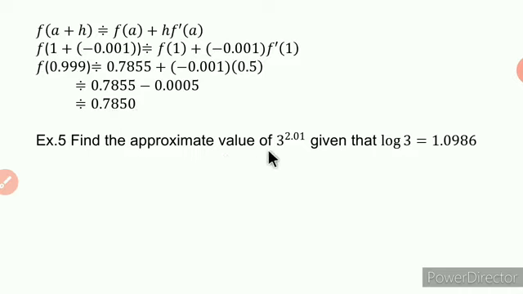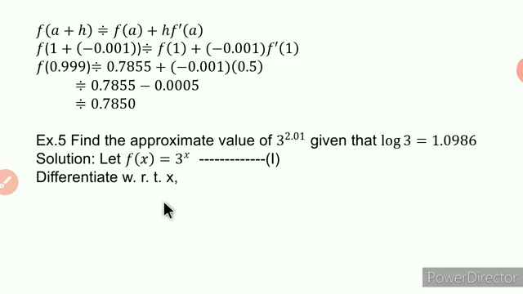Now see example 5. Find the approximate value of 3 raised to 2.01, given that log 3 is equal to 1.0986. Now solution, let f of x be equal to 3 raised to x. Call it relation number 1. So differentiate with respect to x. We get f dash of x is 3 raised to x into log a. Here a is 3, because the derivative of a raised to x is a raised to x into log a. So we get f dash of x is 3 raised to x into log 3. Call it relation 2.